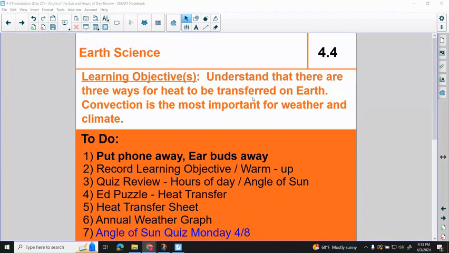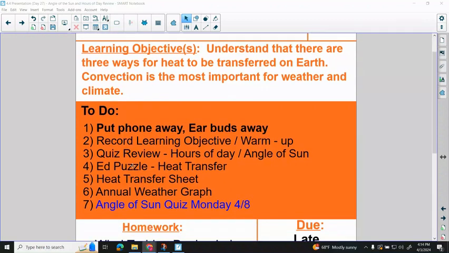Today's learning objective: understand that there are three ways for heat to be transferred on Earth. You will watch an Ed puzzle on this, and hopefully it will help out and make sense. Then you will see that convection is the most important for weather and climate. That's the unit we're getting into, climate. Okay. We'll go through the things that you need to do.